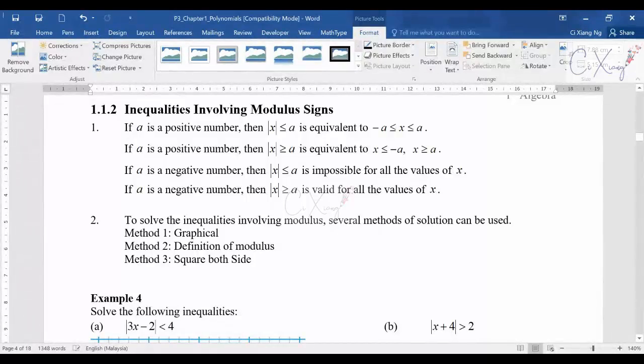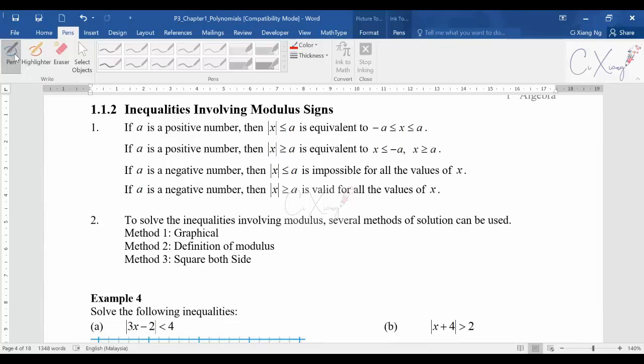Okay, so for today we are going to discuss inequalities that involve the modulus function or modulus sign. In the previous video we already learned how to solve the equation. Equation means there is an equal sign. For today's lesson onward, we are going to learn the inequality for the modulus function.